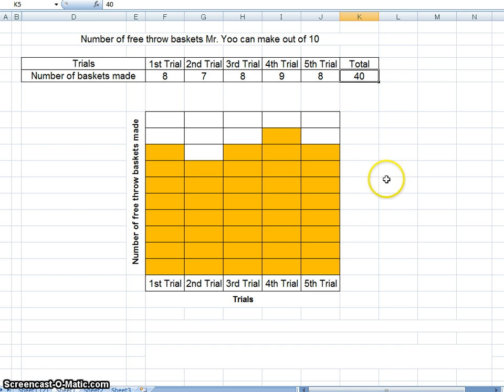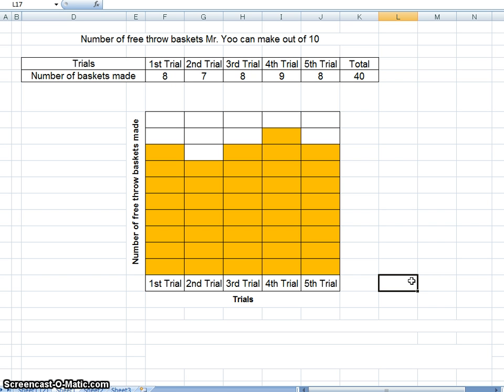The information shown here is exactly the same as the information shown in the table, but it's shown in a different form, in this case in the form of a bar graph. We've got 1 bar for the first trial, second, third, fourth, and fifth. And if we count, it'll tell us how many shots were made for each trial.